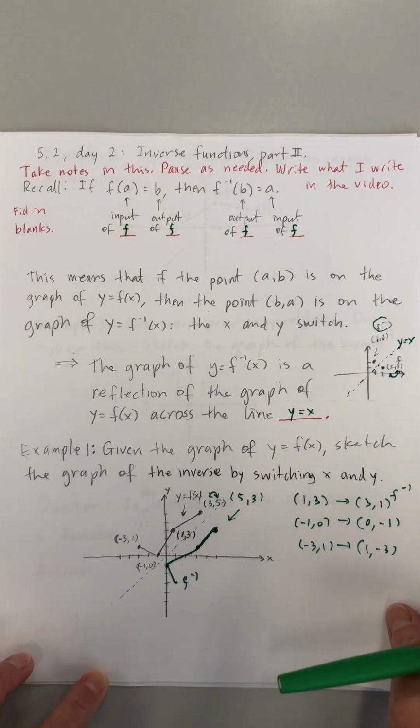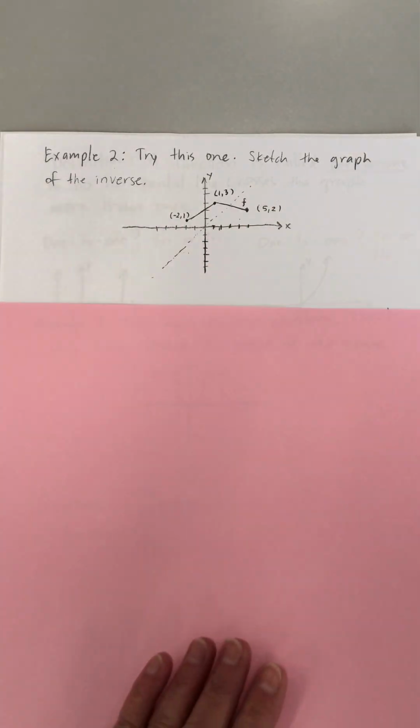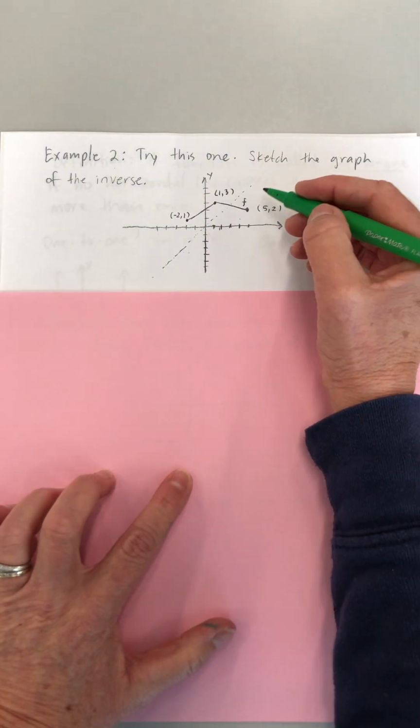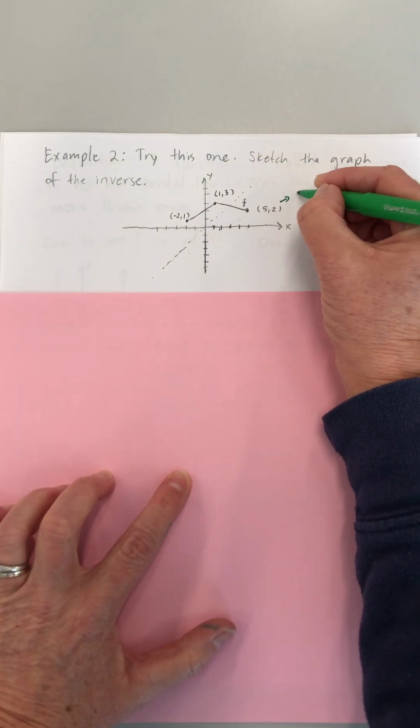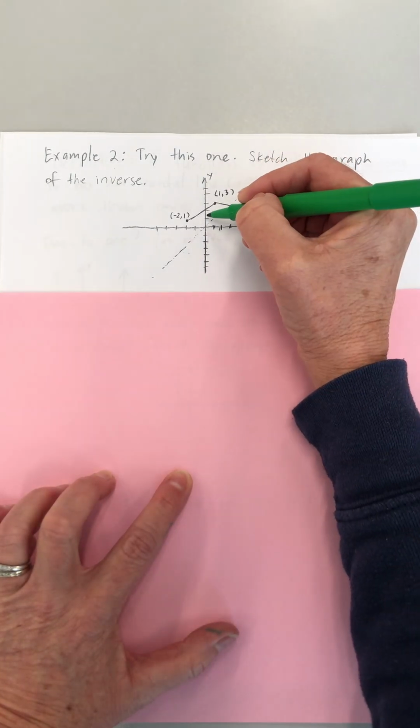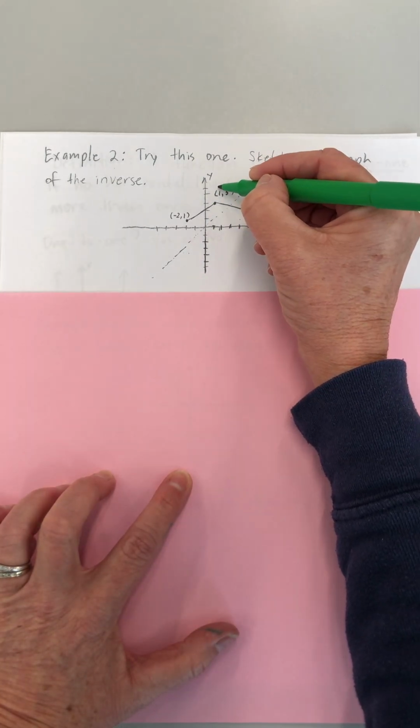Okay, I'm going to have you actually press pause and work on this example 2 by yourself. So go ahead and press pause. All right, so now I'm going to show you how to do this one. So the point 5, 2 is going to go to the point 2, 5 in the inverse. So 1, 2, 3, 4, 5. It's going to go up here.